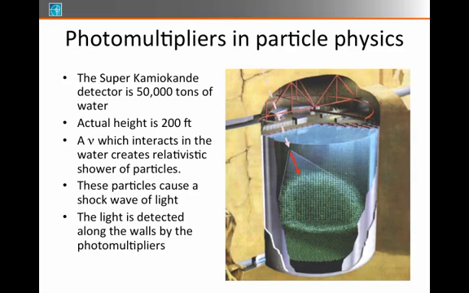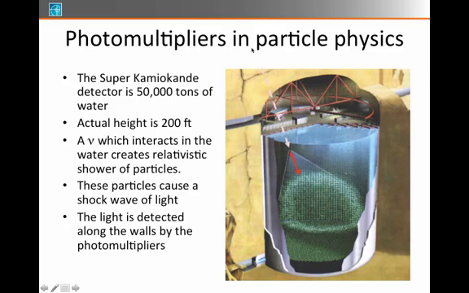Some photomultiplier tubes are used in particle physics all the time, in the detection of neutrinos. One of the more famous experiments in particle physics is called the Super Kamiokande experiment in Japan. It actually consists of a giant cylindrical vat of water. It weighs about 50,000 tons of water, and its height is about 200 feet. So this distance here is about 200 feet. It's truly massive. You can walk around inside of it or swim around inside of it because it's filled with water. This is deep underground in a mine.